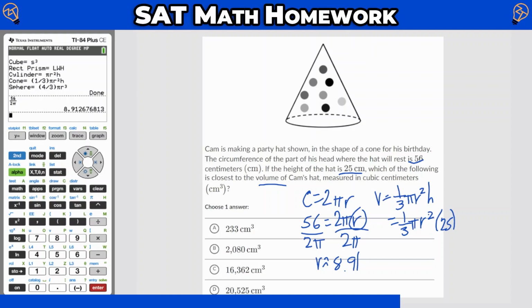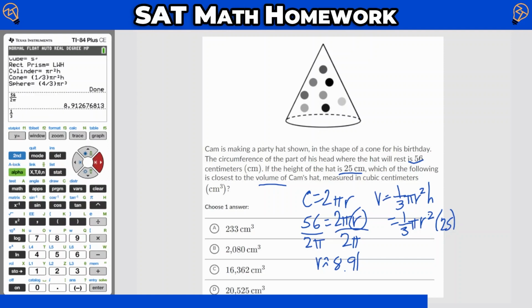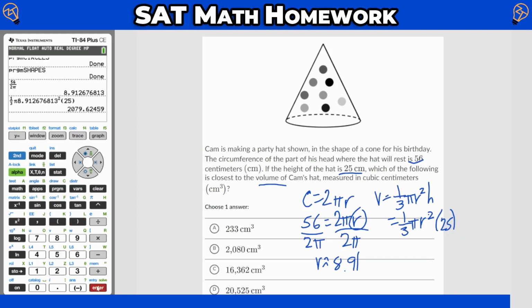So if I want to type all that in, I'm just going to use my previous answer by saying 1/3 with my alpha y equals. We'll type in pi, so second, caret. And then when I do my radius, you have two options. You can either go up, press enter, and then just press squared. Or I could have pressed second, negative, which pulls out the answer, and then I could have squared it. And then I'll just do times 25. That way it's taking the exact answer instead of using a rounded answer. And then now when I round, I get about 2080, which matches with B.